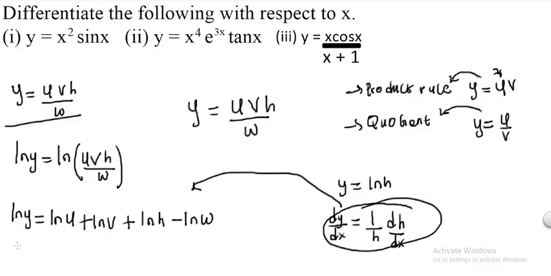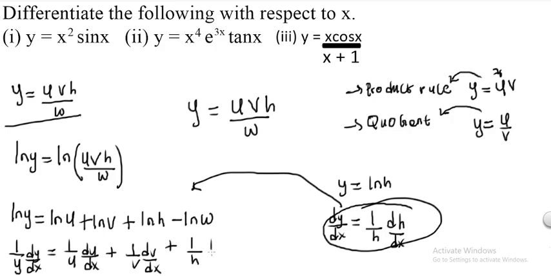So the same thing will happen here. If you have ln y, this will be 1 over y dy over dx. This will then be equal to, if you have ln u, it becomes 1 over u du over dx, plus if you have ln v, it becomes 1 over v dv over dx. This is plus. If you have ln h, it becomes 1 over h dh over dx. The next term is minus. If you have ln w, it becomes 1 over w dw over dx.